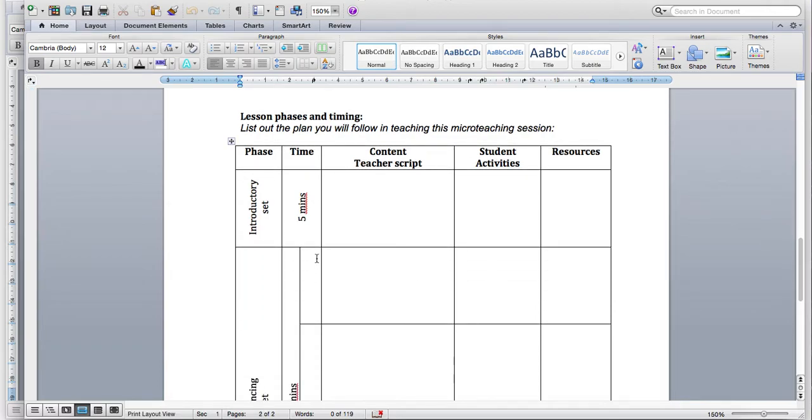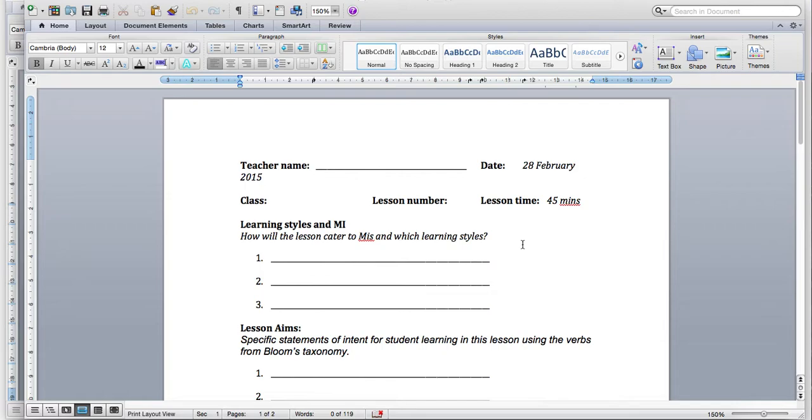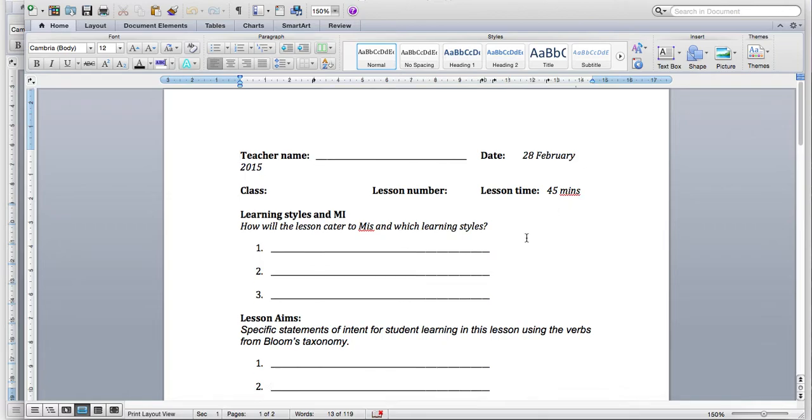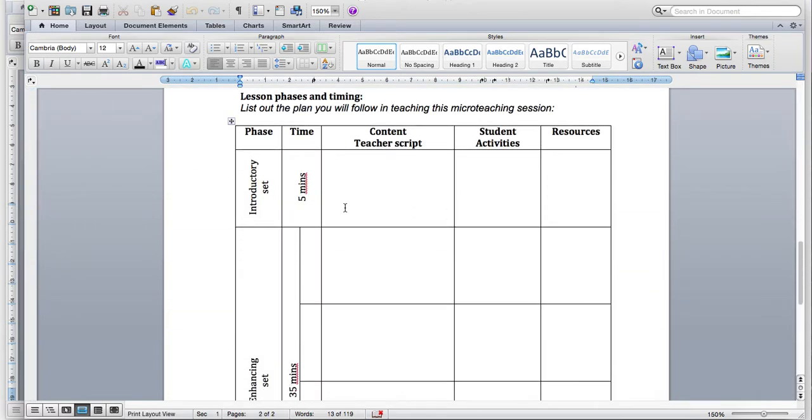Lesson phases and timing. Okay, so this is sort of your script for the lesson. Your introductory set, in a 45-minute lesson, should last for around 5 minutes, and that will be where you do stuff like say, okay, well, what did we do last lesson? And you give them the lesson objective for today's lesson, let them know where you're headed with that lesson. Try and hook them in those first 5 minutes.